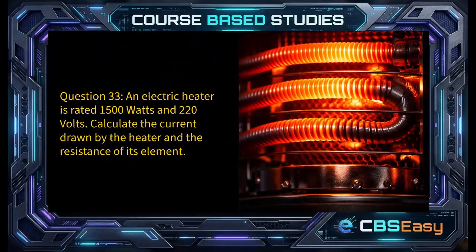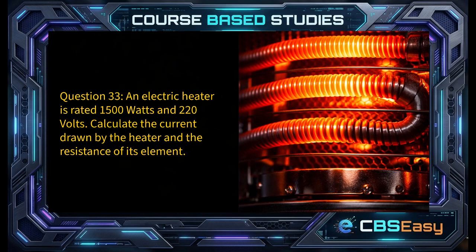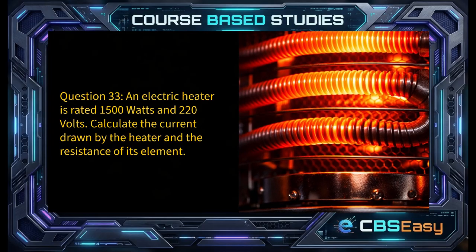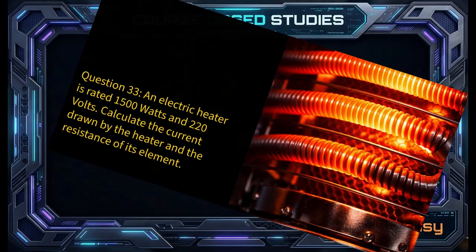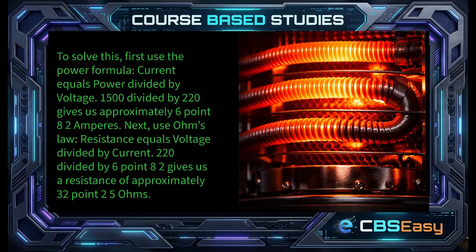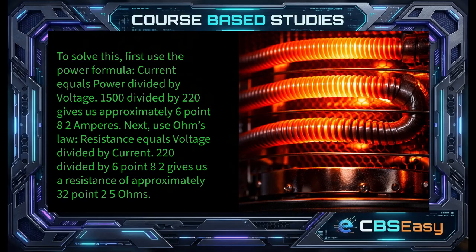Question 33. An electric heater is rated 1500 watts and 220 volts. Calculate the current drawn by the heater and the resistance of its element. To solve this, first use the power formula. Current equals power divided by voltage. 1500 divided by 220 gives us approximately 6.82 amperes.